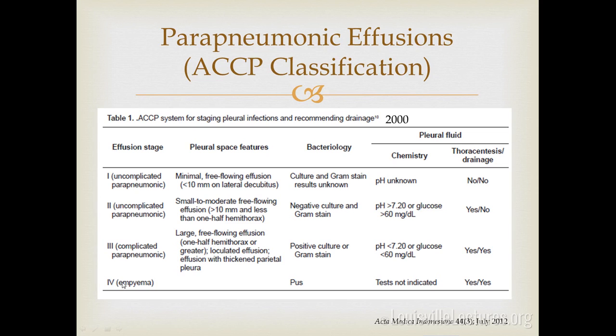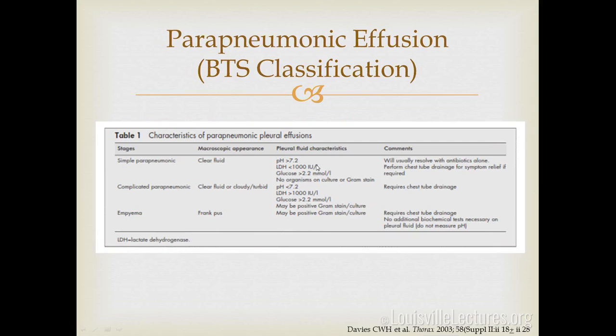And then empyema, like I said, you don't need anything to diagnose an empyema. You just need the presence of gross pus in the pleural space. Everything else is secondary. So this is your ACCP classification. The British make it a little bit simpler. They just go into simple, complicated, and empyema.